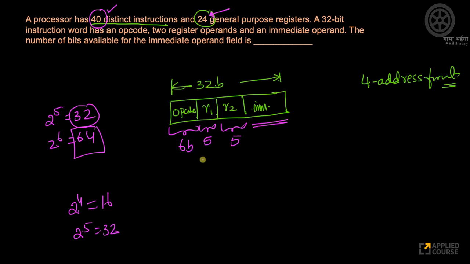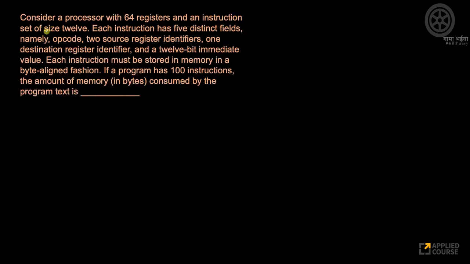32 minus 16, right? Look at this, it says that the instruction length is a 32-bit instruction word, right? So 32 minus 6 plus 5 plus 5, so this is 16, 32 minus 16 is 16. So the answer here is 16. That's the size. The question is the number of bits available for the immediate operand field, which is 16 bits. Very simple question here. So now let's look at this question.